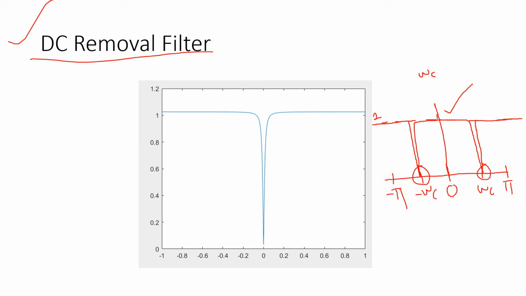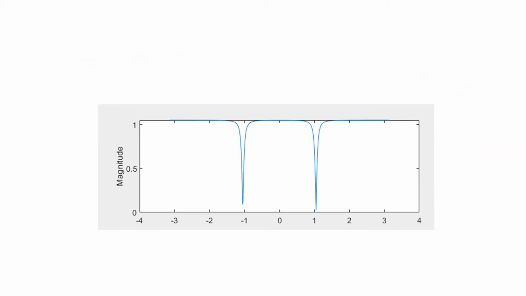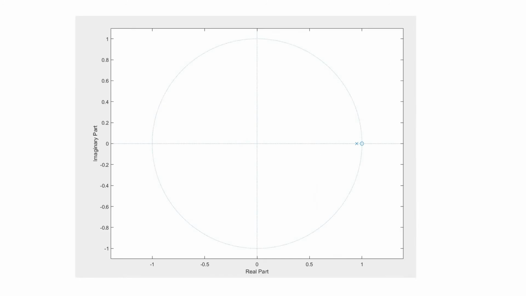Why? Because you know that zeros always try to attenuate or decrease the magnitude response, and poles always try to increase the magnitude response. Okay, so basically as the response is decreasing here, obviously two zeros must be present, or simply we can say the DC removal filter should be present in shifted version, right? So this is about our particular magnitude response.